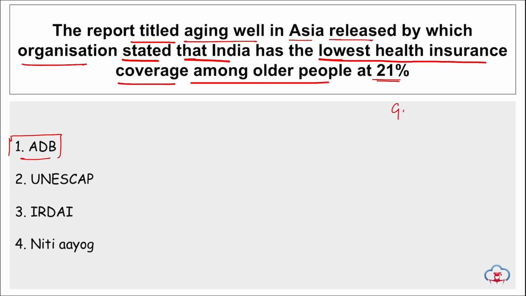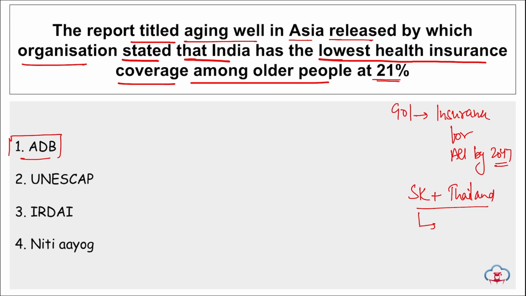Also, there is a target of the Government of India to provide insurance for all by 2047. Then apart from this, remember, South Korea and Thailand are the two countries that have achieved universal health coverage. Correct? And the aging population in Asia and the Pacific is set to nearly double by 2050 to 1.2 billion, or 25.2% of the regional population.